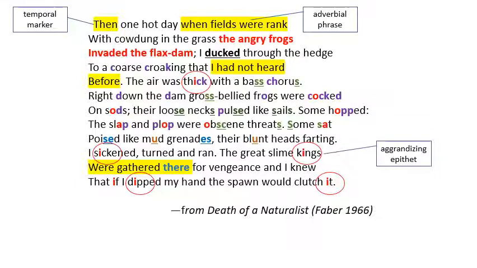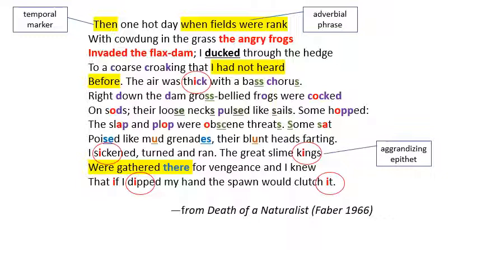And in the last few lines we get the great slime kings were gathered there. You get that aggrandizing epithet that elevates the frogs to great slime kings. They're gathered there, and what are they? There's a drama taking place here. They're gathered for vengeance. Vengeance against whom? Vengeance against Heaney for taking their frog spawn.